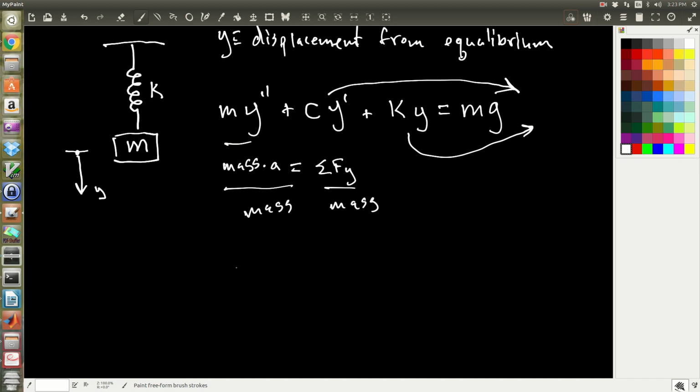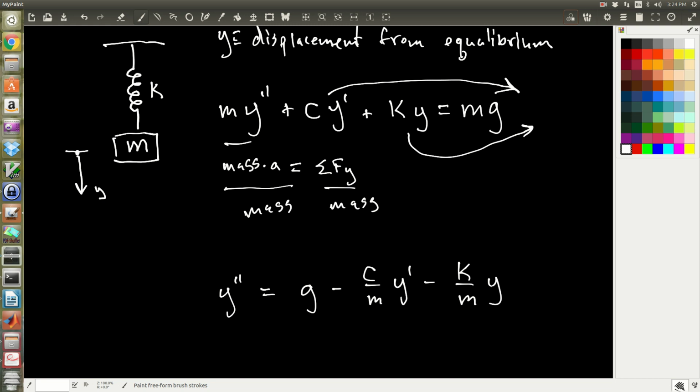I'm going to divide by the mass on this side and on this side, and rewrite this. So I get y double prime, or the acceleration, is equal to the force of gravity, m times g. Oh, and I forgot, I'm dividing by the mass, so I'm just going to put this as g, minus c over m times y prime, minus k over m times y.